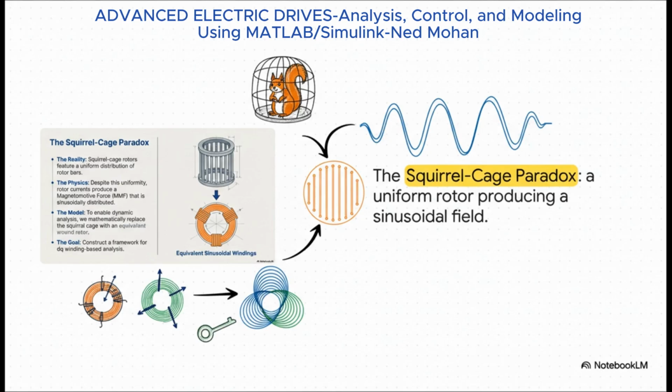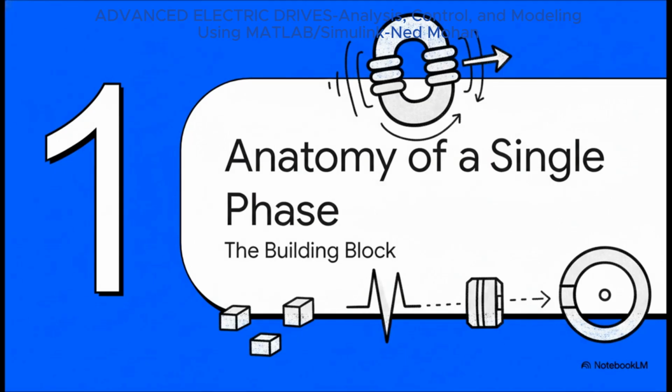Well, to figure it out, we're going to do a little bit of math magic. We're going to mentally swap out that simple squirrel cage for an imaginary wound rotor. Now this little trick, this is the key that unlocks the whole puzzle for us. Okay, let's get our hands dirty. We're going to start with the absolute most basic component, a single stator phase winding. If we can really nail this down, truly understand how it works, the rest of the machine is just going to fall right into place.